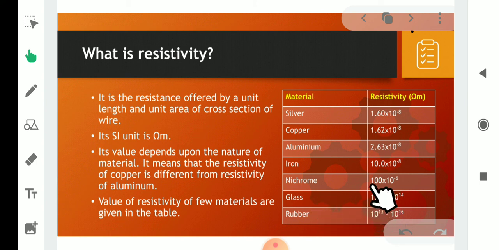Look at the resistivity of these. What happened? In the case of good conductors, the resistivity is very, very less. So for good conductors, the resistivity is less. For insulators, the resistivity is more. So here the resistivity depends on the nature of the material. It is different for different materials of wire. It is not the same for all the wires.